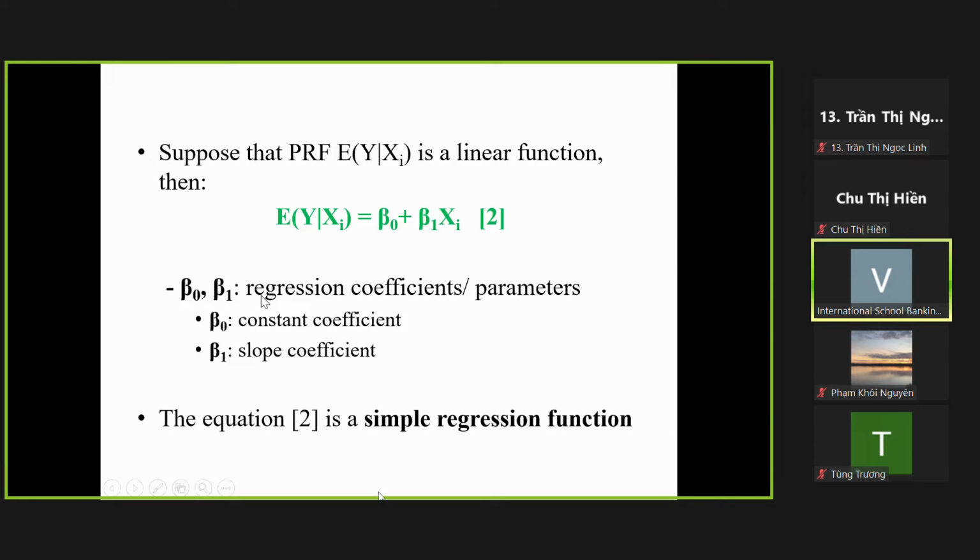And here in this function there is some notation. Beta 0 and beta 1 are regression coefficients or regression parameters. Beta 0 is the constant coefficient. Beta 1 is the slope coefficient. This you already know, right? And equation 2 is a simple regression function.